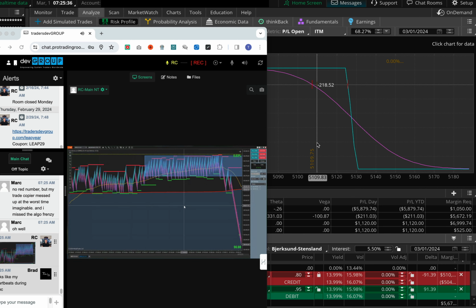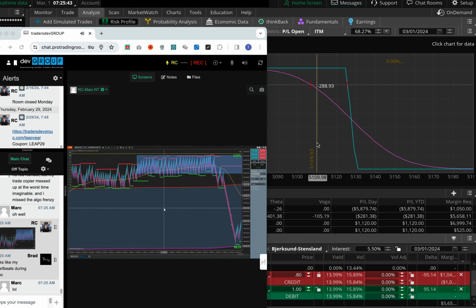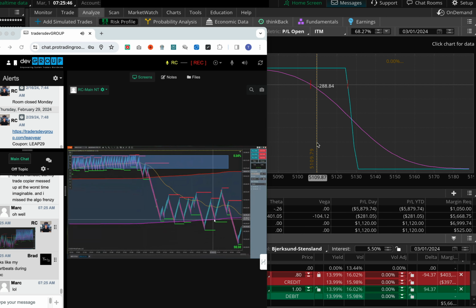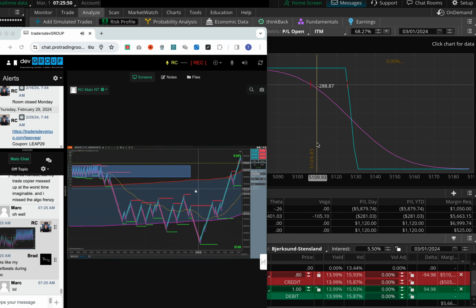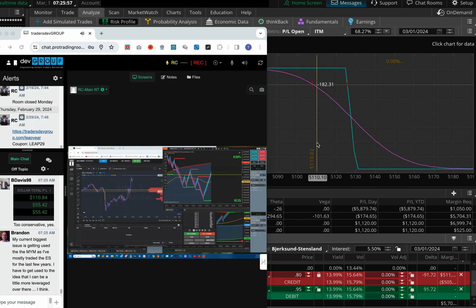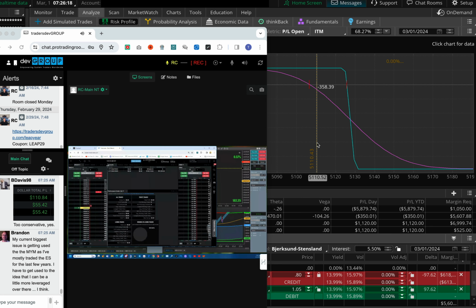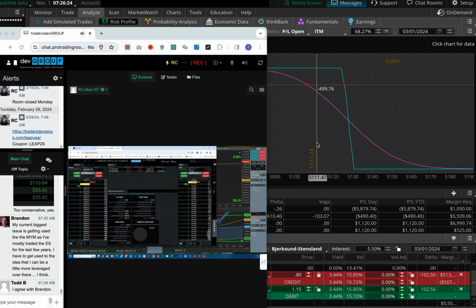Boom, boom, boom. Sell, sell, sell. Cover. Sell, cover. Sell, cover, cover, cover. And now we're right back up. Here we go. Hit it. 187 corner. There we go. Short. Short.